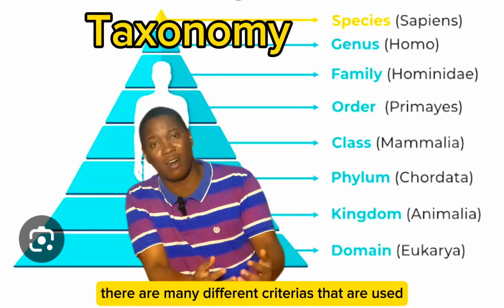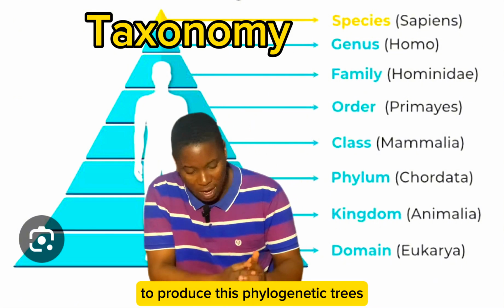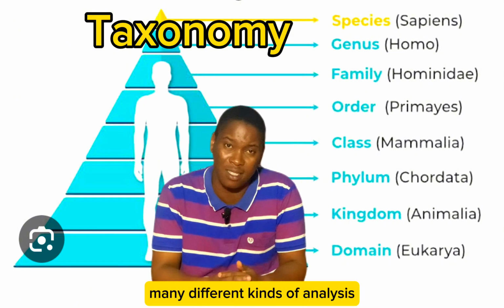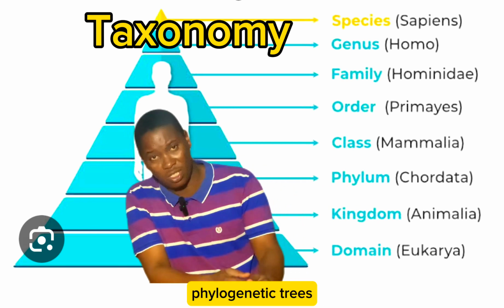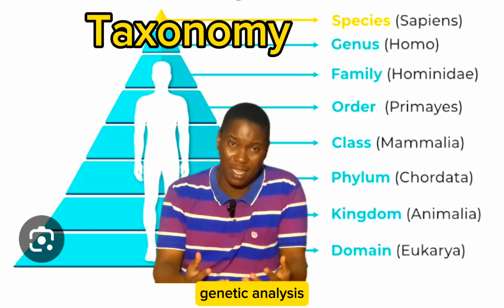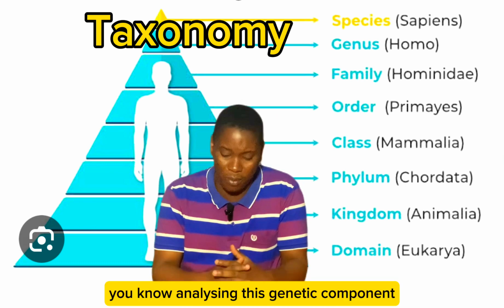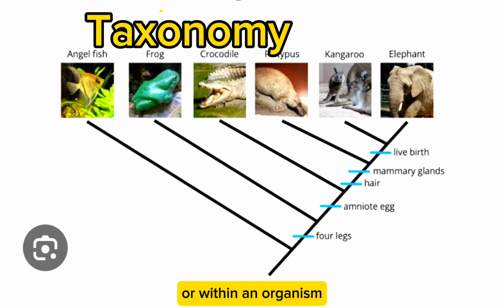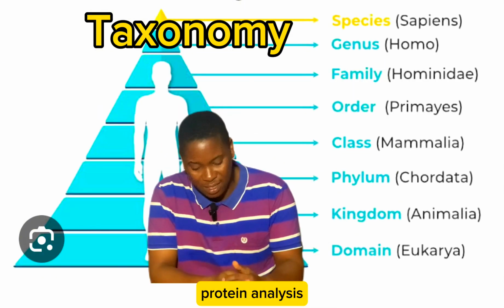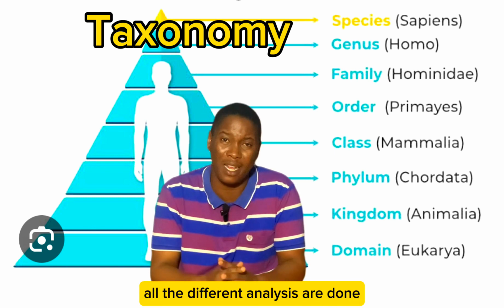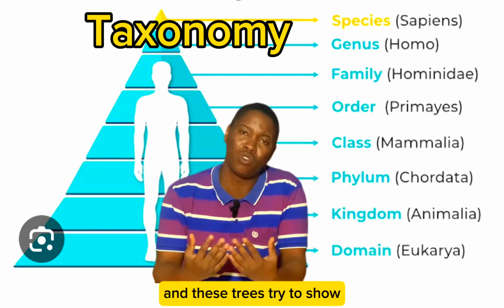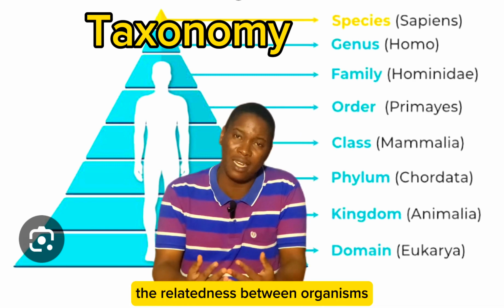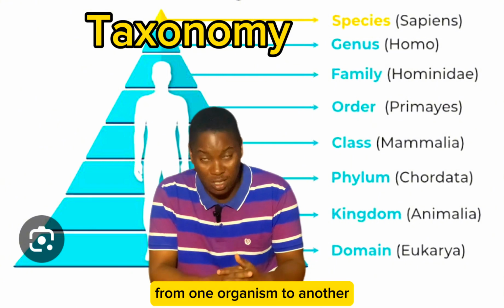There are many different criteria that are used to produce these phylogenetic trees. Many different kinds of analysis, really complex analysis, are used to produce phylogenetic trees. Some of these analyses have to do with genetic analysis, analyzing the genetic component within an organism, biochemical analysis, protein analysis, embryologic analysis. All these different analyses are done before these trees are produced. And these trees try to show the relatedness between organisms from one organism to another.